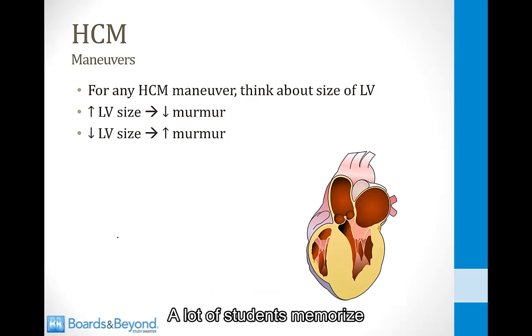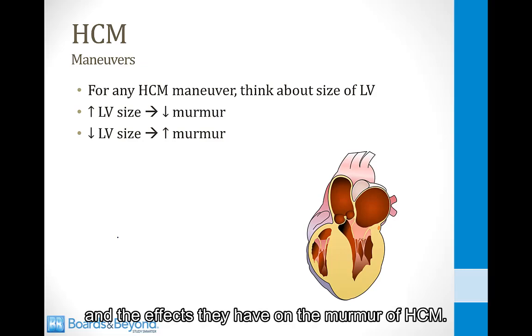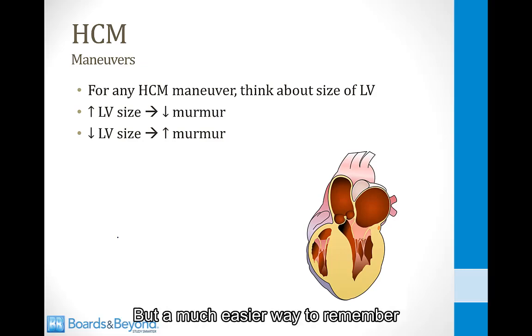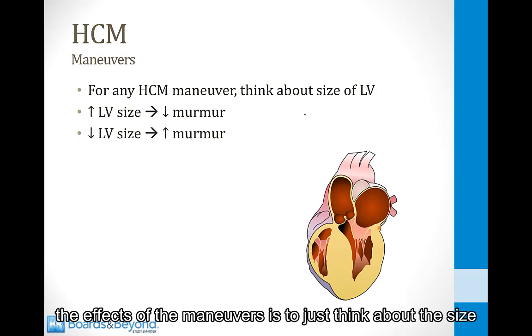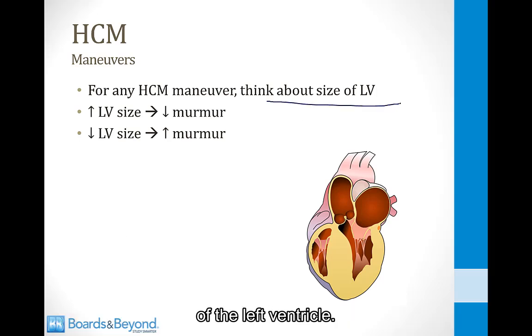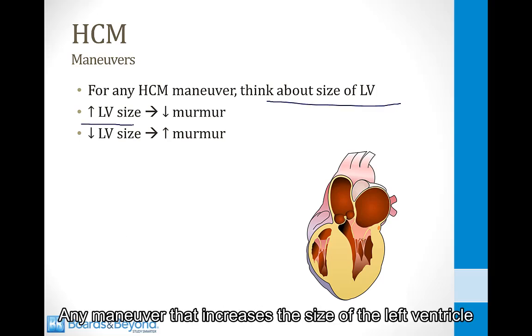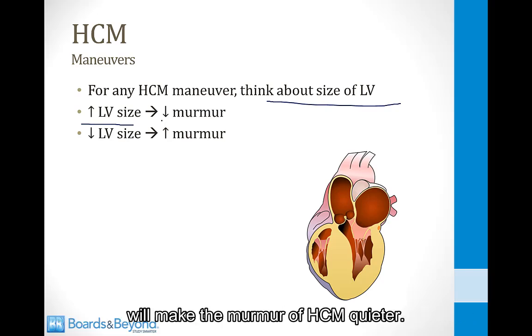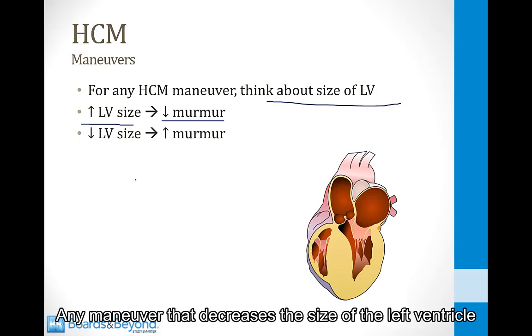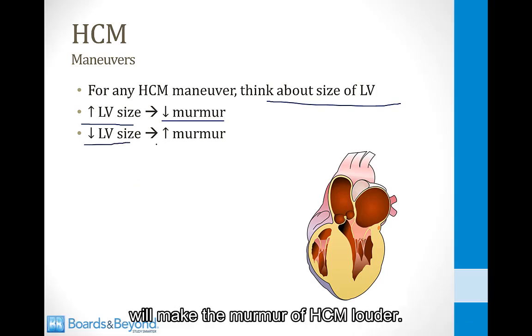A lot of students memorize the different physical exam maneuvers and the effects they have on the murmur of HCM, but a much easier way to remember the effects of the maneuvers is to just think about the size of the left ventricle. Any maneuver that increases the size of the left ventricle will make the murmur of HCM quieter. Any maneuver that decreases the size of the left ventricle will make the murmur of HCM louder.